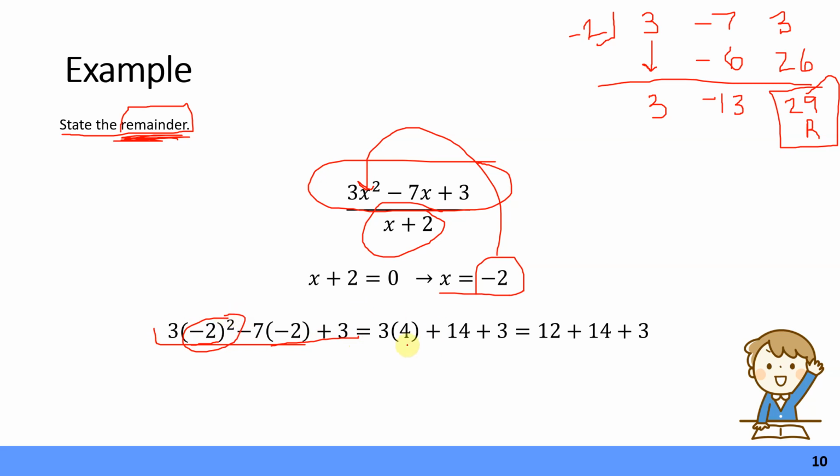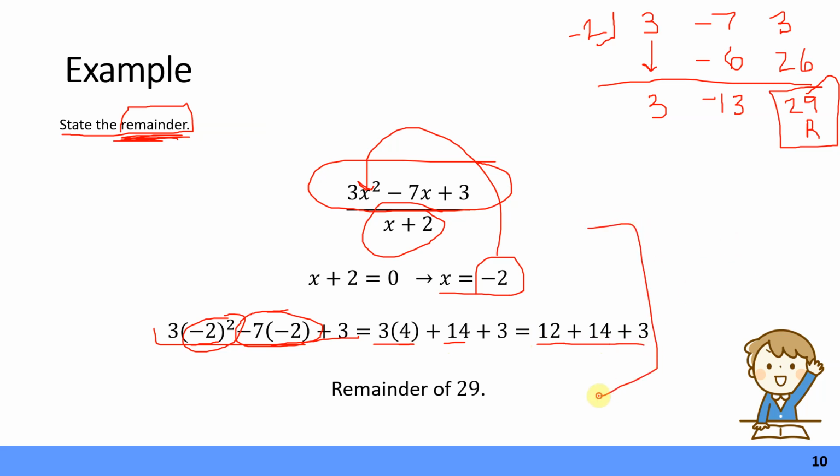Now from here, we do order of operations. -2 squared gives me 4. -7 times -2 gives me +14. 3 times 4 gives me 12. And then 12 plus 14 plus 3 gives me 29. Isn't that crazy? So look at that.